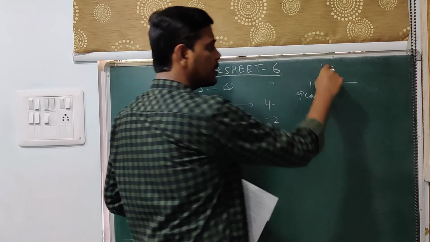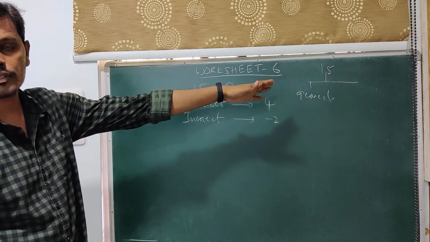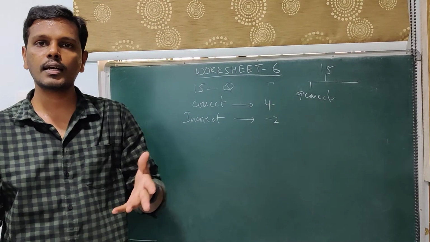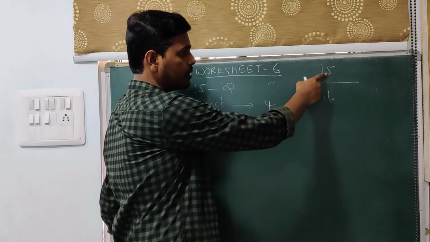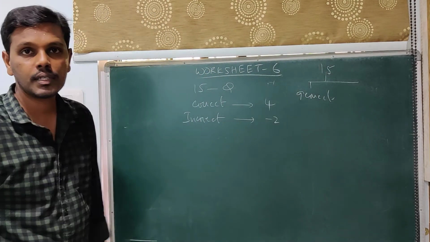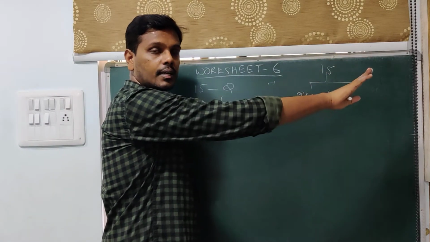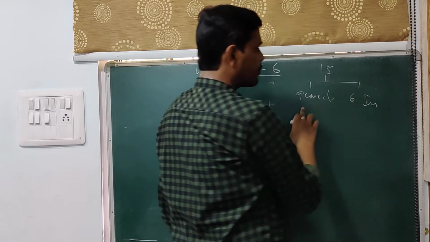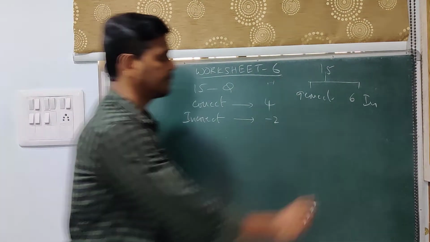9 are correct, and she has attempted all the questions, which means the leftover questions out of those 15 are incorrect. See, out of 15, 9 are correct. The leftover are incorrect because she has attempted all the questions. So how many are left over? 15 questions are given in a class test, and all the questions are attempted, out of which 9 are correct, which means that the remaining are incorrect. So how many questions are remaining? May I say 6? 15 minus 9, those are the leftover questions, and she has attempted those incorrectly.